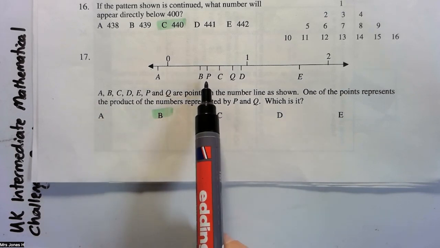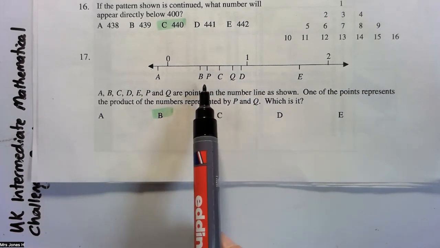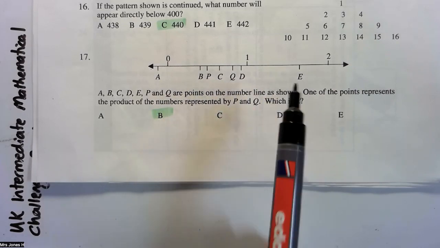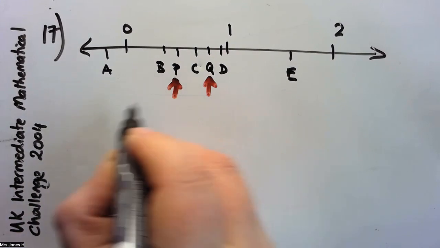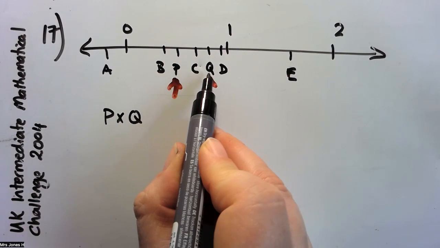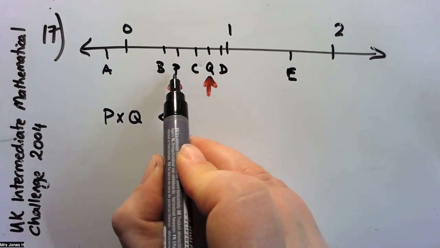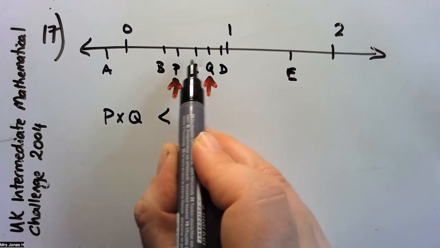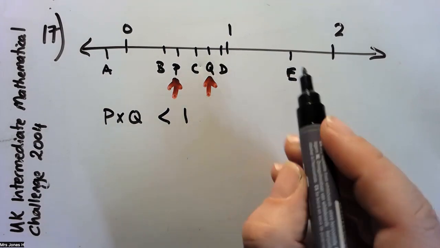So when we've got this number here and this number here that P and Q represent, we have to multiply these two numbers together, and it represents one of the other numbers. If we multiplied P and Q, P multiplied by Q is going to be less than 1, because these two represent numbers that are less than 1. So you're multiplying a number less than 1 with a number that was less than 1, and therefore E is not possible because E is greater than 1.